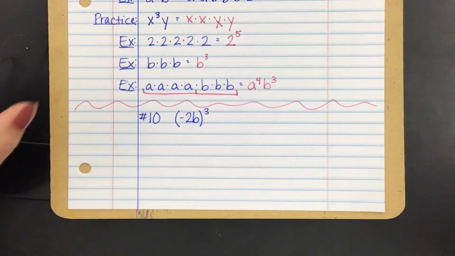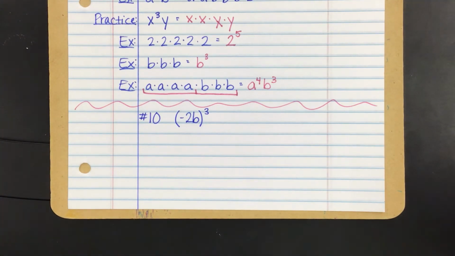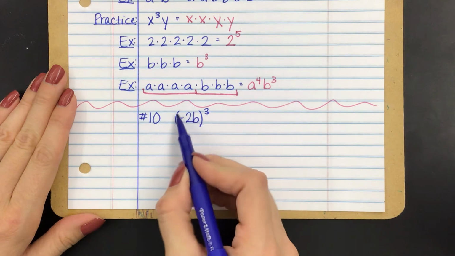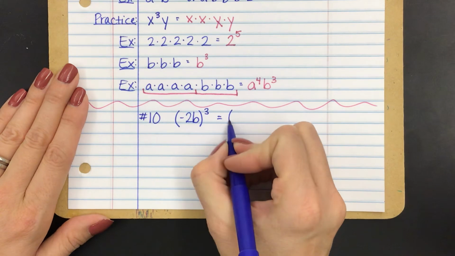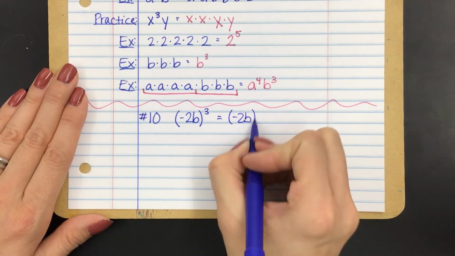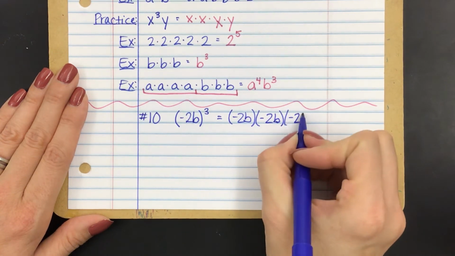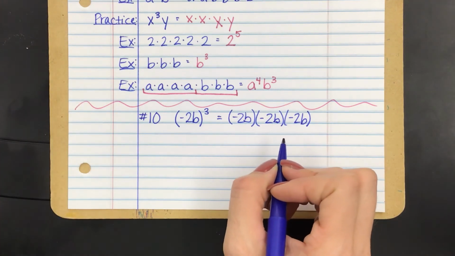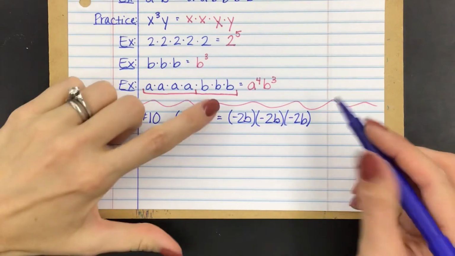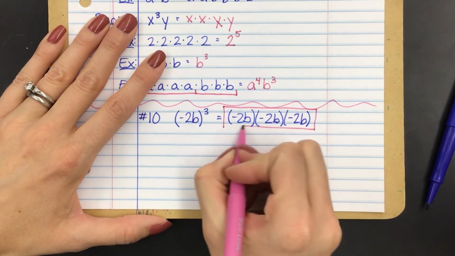And they want you to write it in expanded notation for number 10. Okay, so when you put this in the answer checker, this is multiplying by itself 3 times. So what it's going to be is negative 2b times negative 2b times negative 2b. Yes, with parentheses. That's why it says to use parentheses if needed. So this right here is how you're going to put it in the answer checker. No spaces.